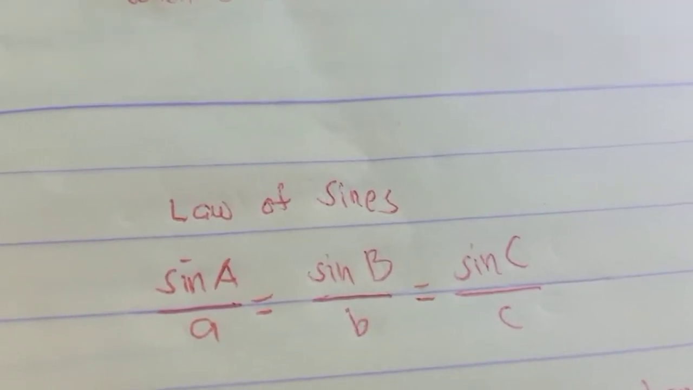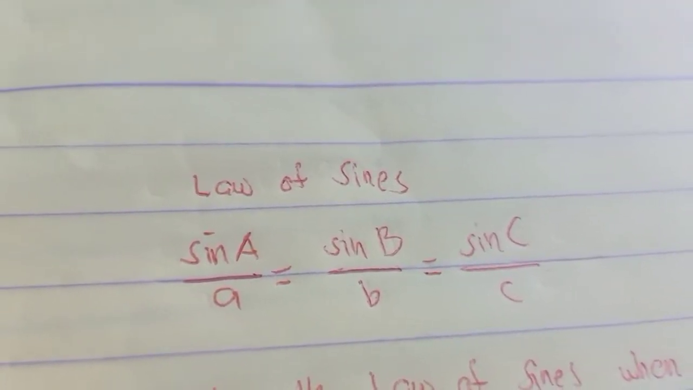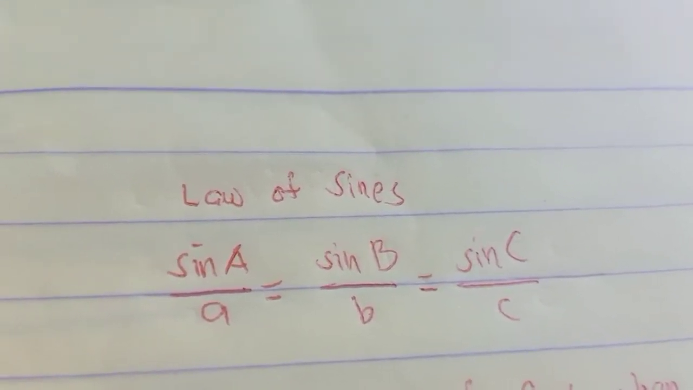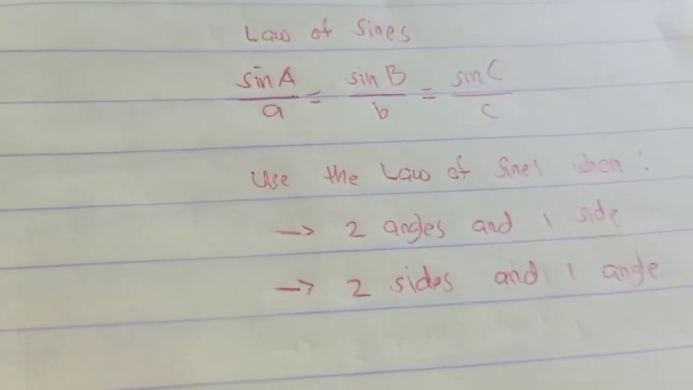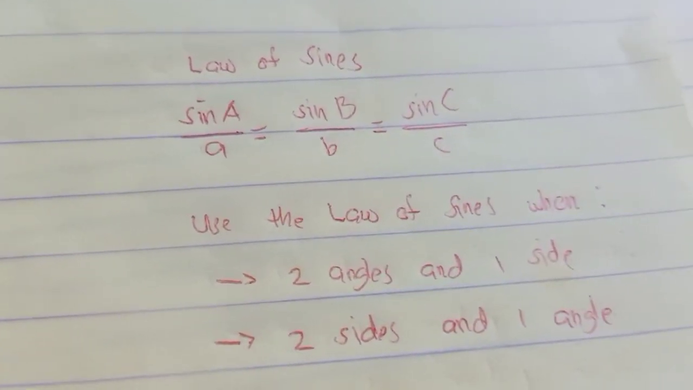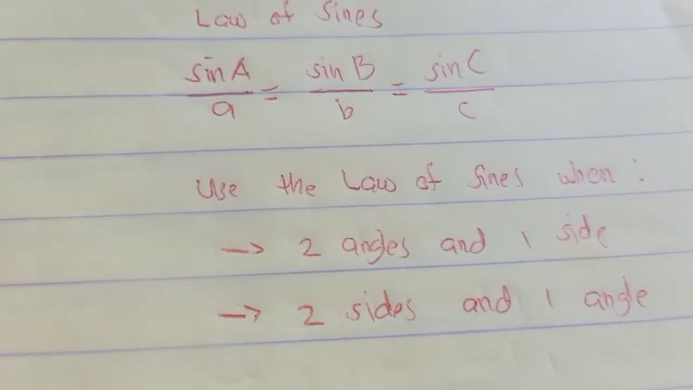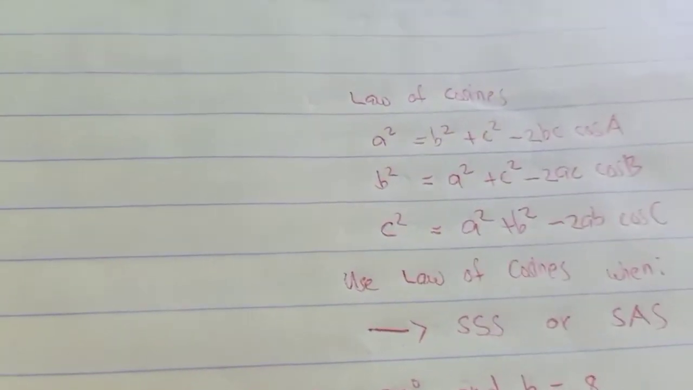So the law of sines states that sine A over a is equal to sine B over b, and sine B over b is equal to sine C over c. And when are we going to use it? Use the law of sines when you are given two angles and one side, or two sides and one angle. So next is the law of cosines.